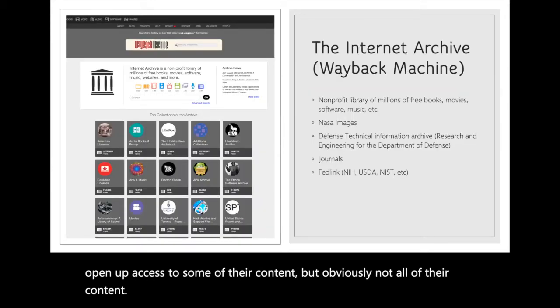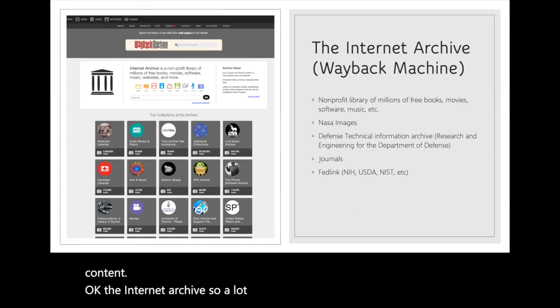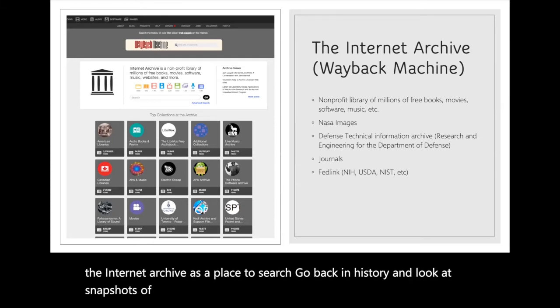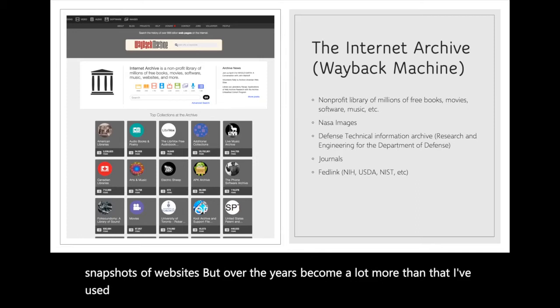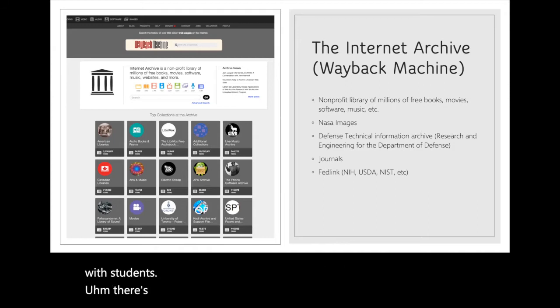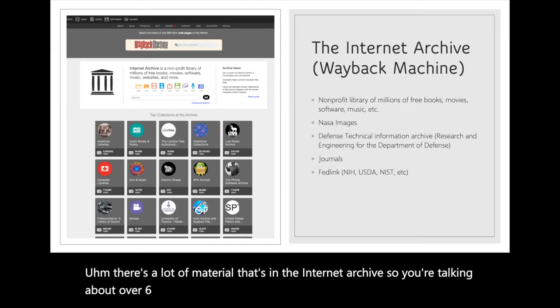Okay, the Internet Archive. A lot of people know the Wayback Machine or the Internet Archive as a place to go back in history and look at snapshots of websites. But over the years, it's become a lot more than that. I've used this quite often. In a lot of cases, when I do literacy instruction with students, there's a lot of material that's in the Internet Archive. You're talking about over 666 billion web pages on the internet.